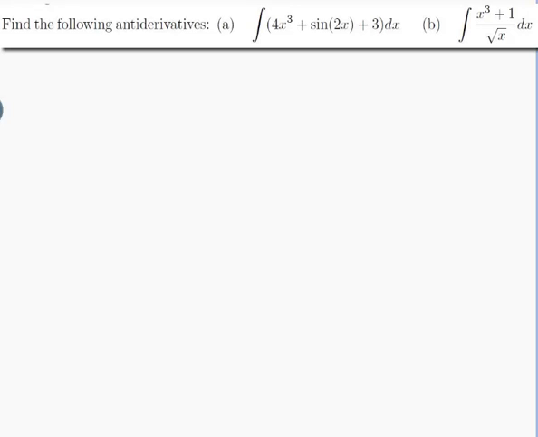An antiderivative means it's something that differentiates to give what I've got. So if I can think of that off the top of my head, then the question will be finished. So the first one is the integral of 4x cubed plus sine 2x plus 3 dx.